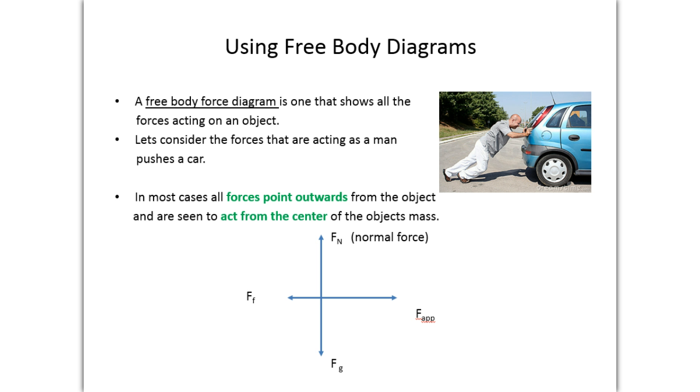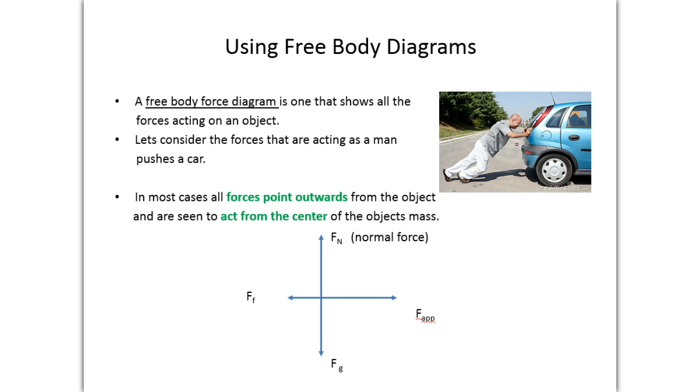So last class we introduced the idea of what a free body diagram was, and the purpose is that it will show all the forces acting on an object. We began the class with examining the person in this picture. In most cases, all forces point outwards from the object and are seen to act from the center of the object. So let's go through the forces that would be acting on the person here.